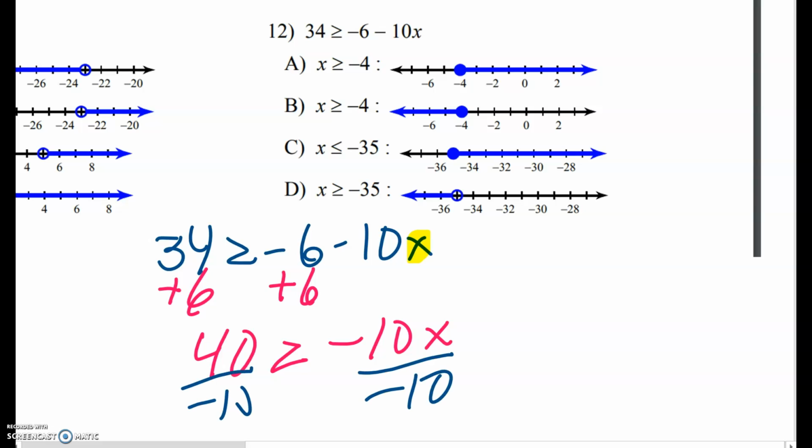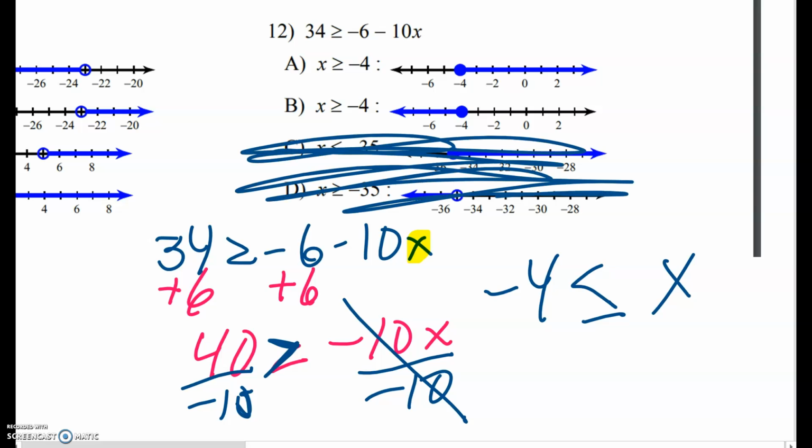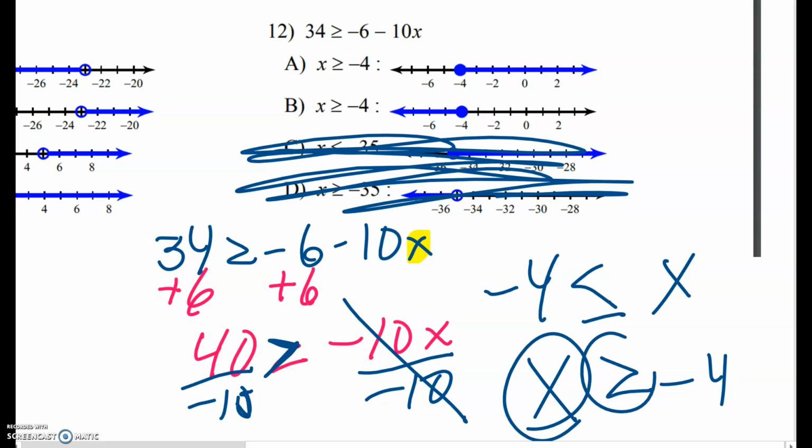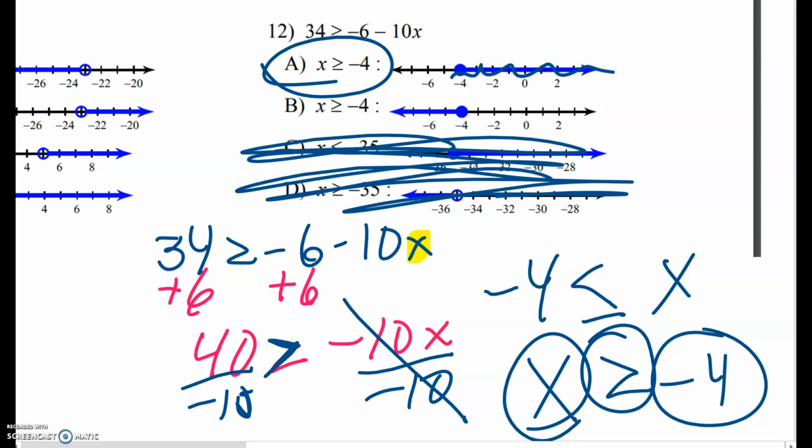Now, here's what you have to remember with inequalities. This is the most important thing. If you divide both sides by a negative, you have to flip your sign. So this sign is going to flip now. And what we get is negative 4, and we have x. So we know the answer isn't C or D. Now, if I write it backwards, if I put the x on this side and the negative 4 on this side, it would have to be backwards. So my answer would have to be all numbers bigger than or equal to negative 4. Well, all numbers bigger than or equal to negative 4 would be to the right of negative 4.